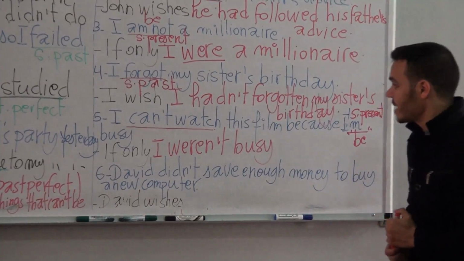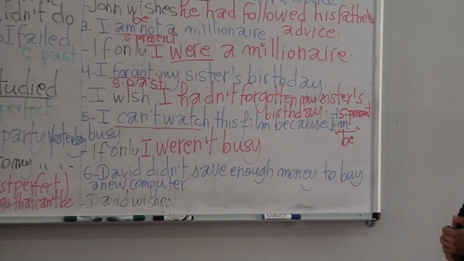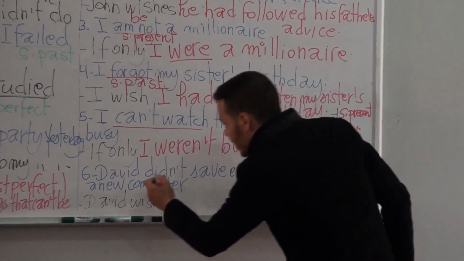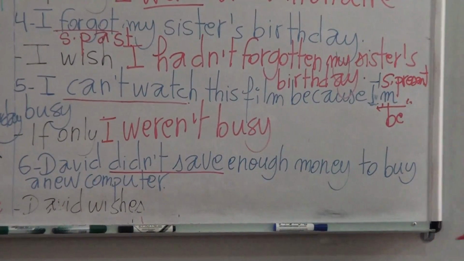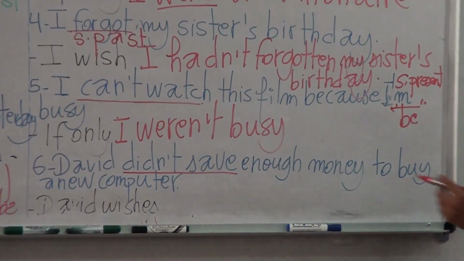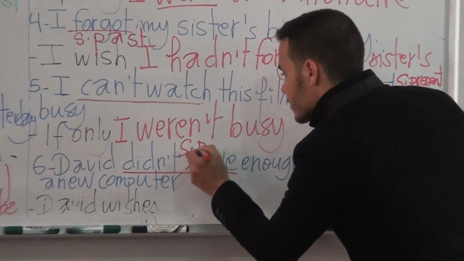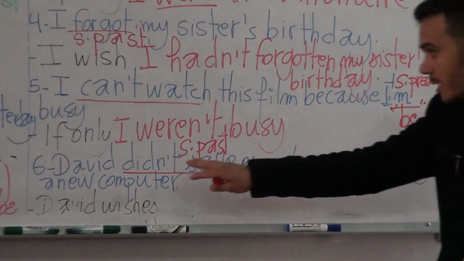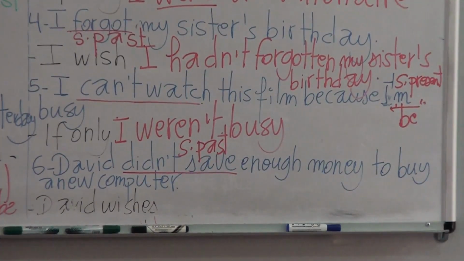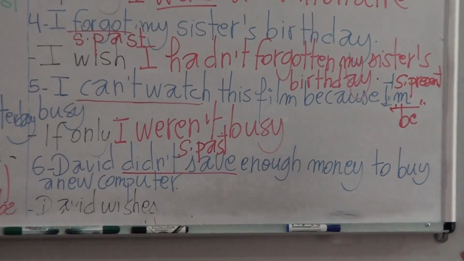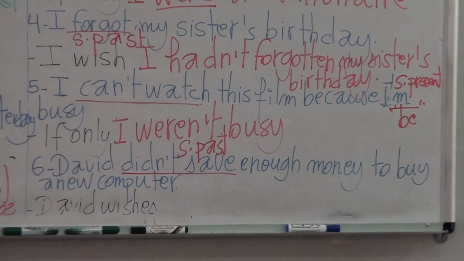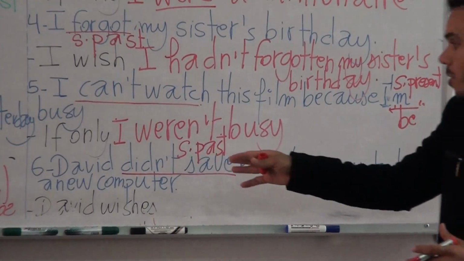Last sentence, David didn't save enough money to buy a new computer. So what is the verb? The verb is didn't save, right? It's conjugated in the simple past. It's the negative form of the verb to save in the simple past. So David didn't save enough money, right? He spent all his money and he didn't save any, right? Why? For the purpose of buying a new computer.